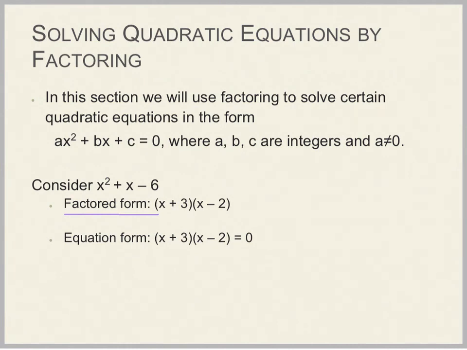But then, if we would like to put this into equation form, we set that trinomial equal to something, and we will be looking to set something equal to 0. So the equation form then is (x plus 3) times (x minus 2) equaling 0.